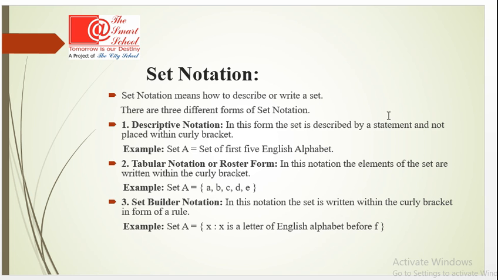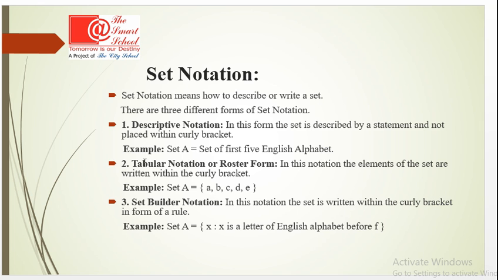You are aware of set notation. Set notation means how to describe or write a set. There are 3 different forms of set notation which you have done in the previous grade. Now who can tell me the first form? Yes, exactly. This is descriptive notation. In this form, the set is described by a statement and not placed within curly brackets. For example, set A equals the set of first 5 English alphabet, and there are no curly brackets.